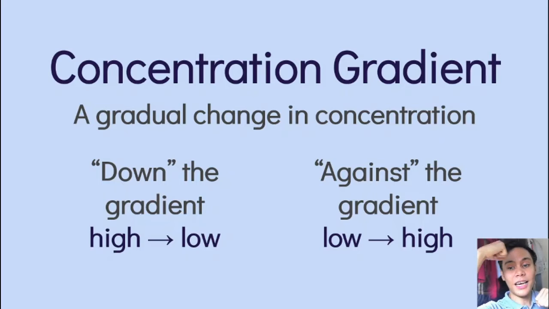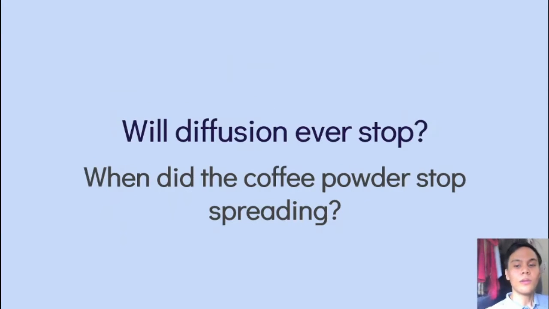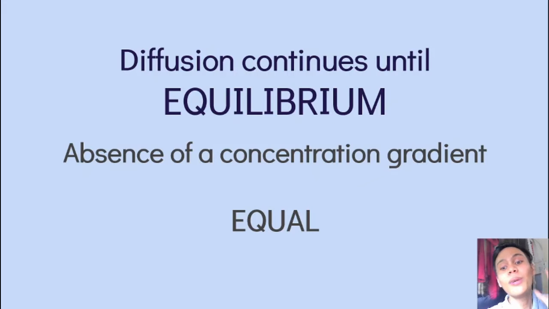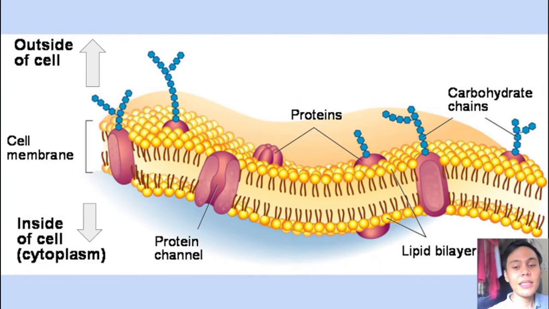So it's down if it's going from high to low, but it's called against the gradient if it's going from low to high. Okay, so does diffusion ever stop? That's an example. If you put coffee powder in a glass of water, when will it stop spreading? It will stop spreading when it reaches equilibrium, when there's an absence of a concentration gradient, when the solute concentration is equal in both spaces. So in this case, for your cell, the two spaces are outside the cell and inside the cell.